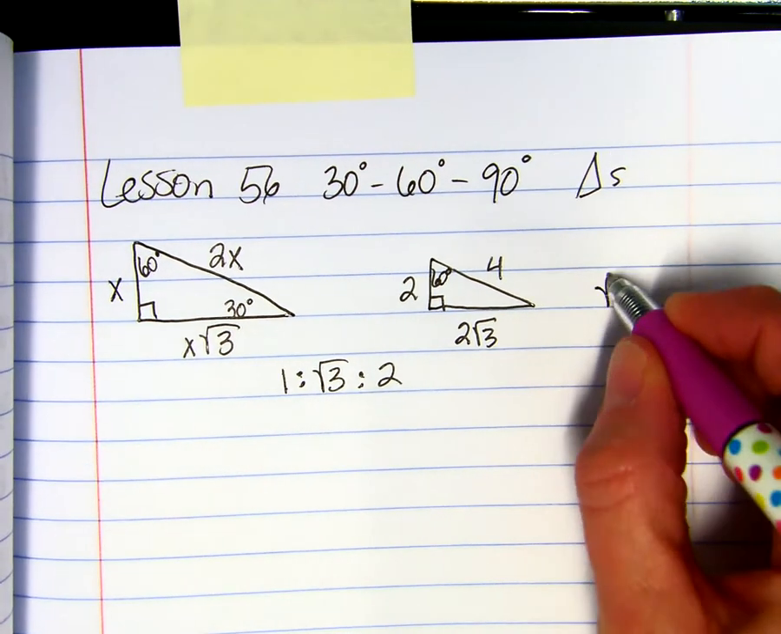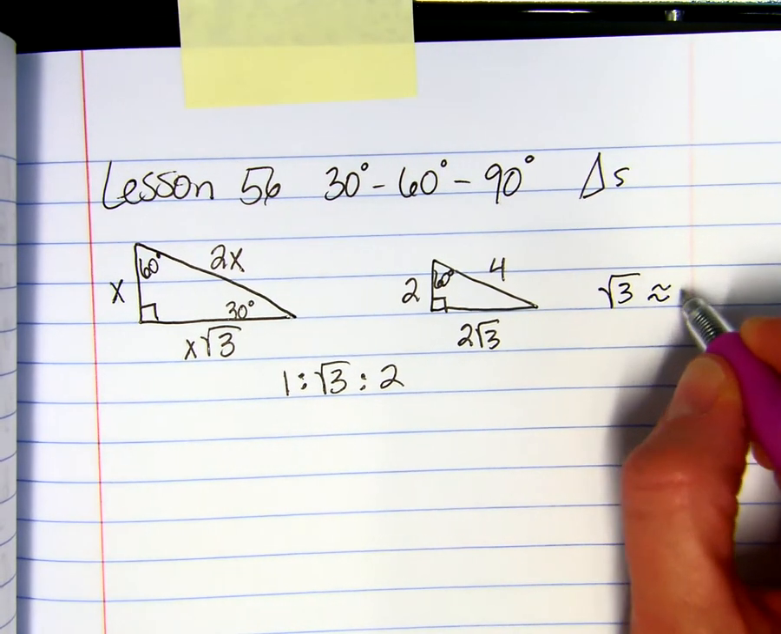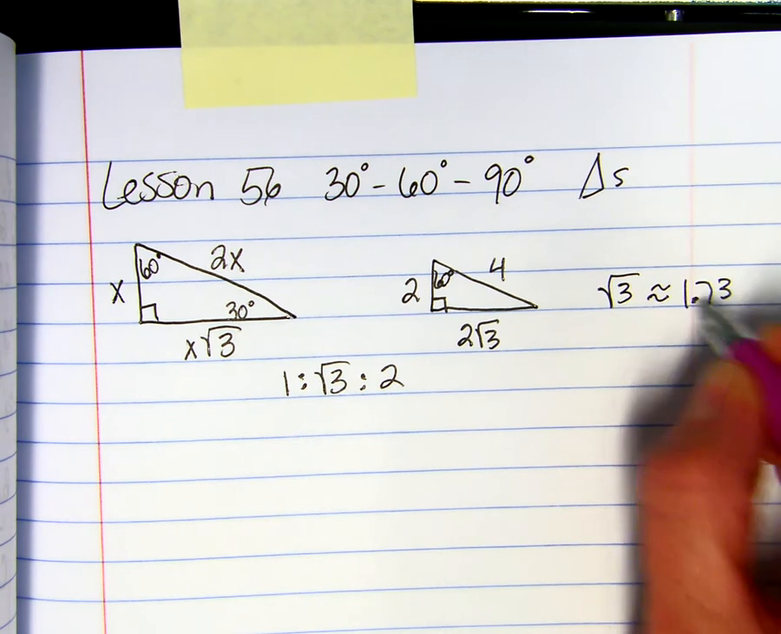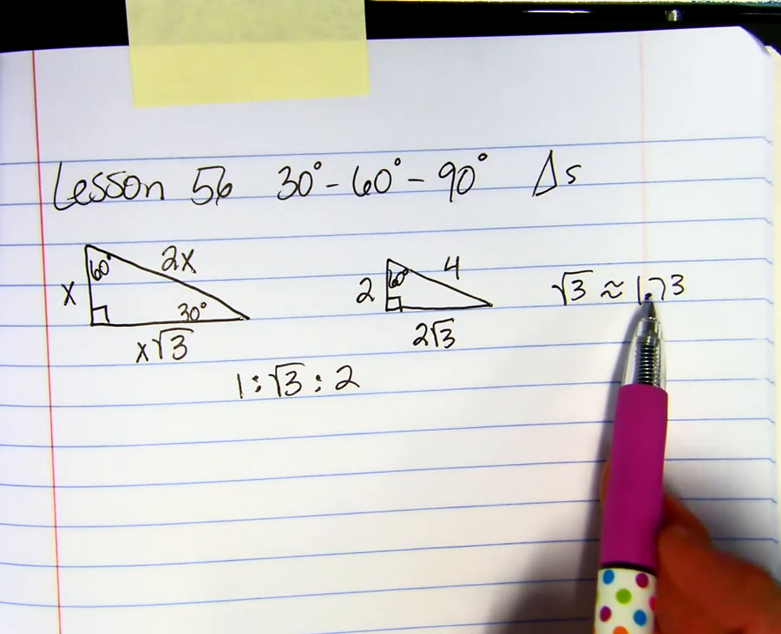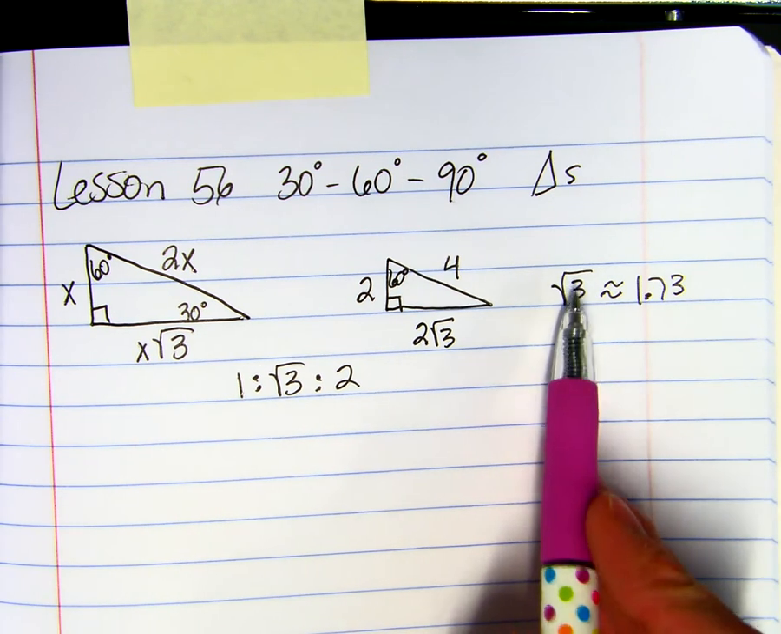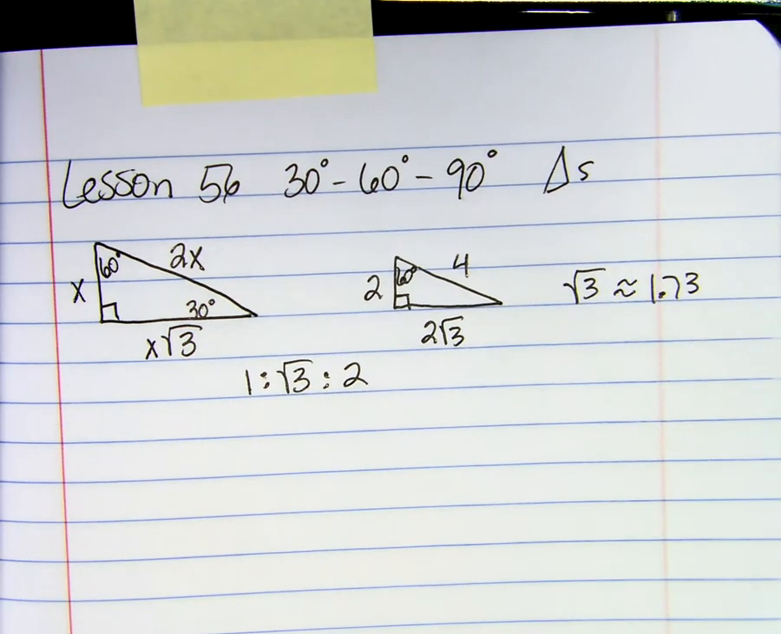The square root of 3 is approximately 1.73. This would be just an approximation, and then the square root of 3 would be an exact value.